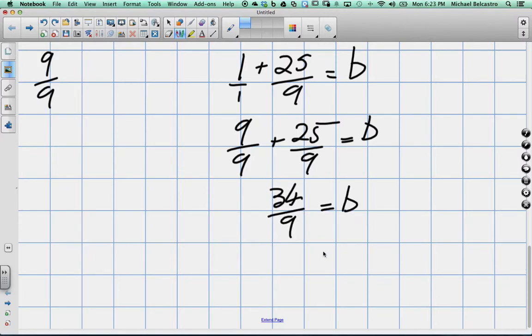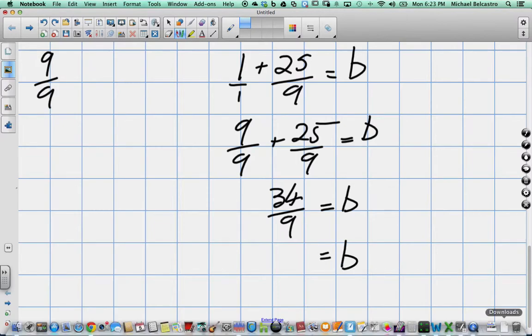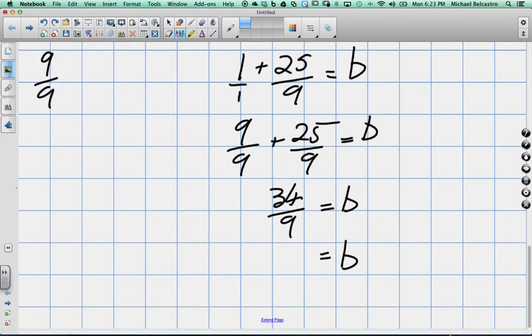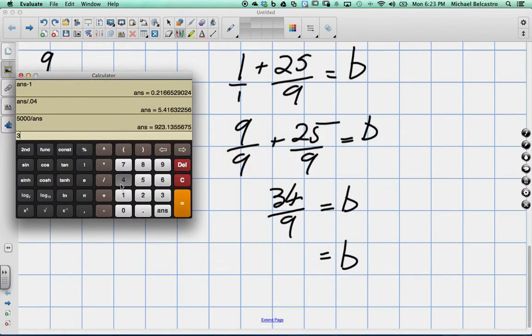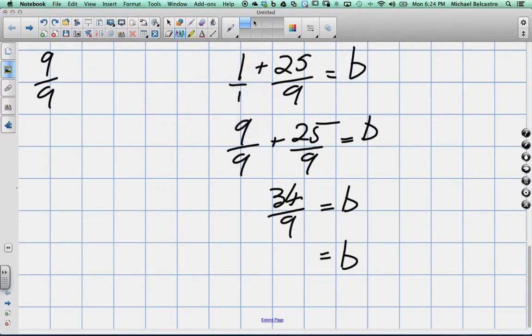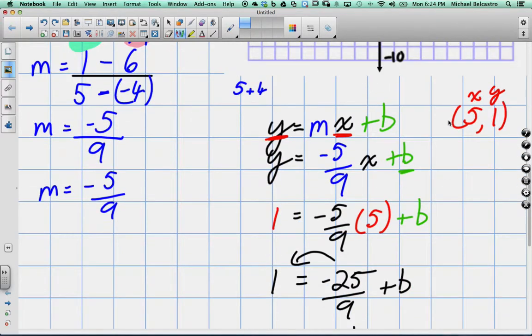Maybe I don't want to write this as a fraction. Maybe I like decimals way better. Okay, so let's find out what the decimal version of this would be. 34 divided by 9. About 3.7-ish. Okay, maybe 3.78 we'll say. Okay, I'll write it as a fraction to start.